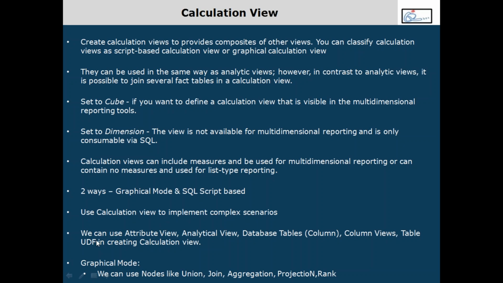Tell me, while creating an attribute view, what objects can we use to build attribute views? What are the data source objects we can use to create attribute views? Not just tables. Column store tables only, because we cannot use row store tables. We can only use column store tables when creating attribute views.